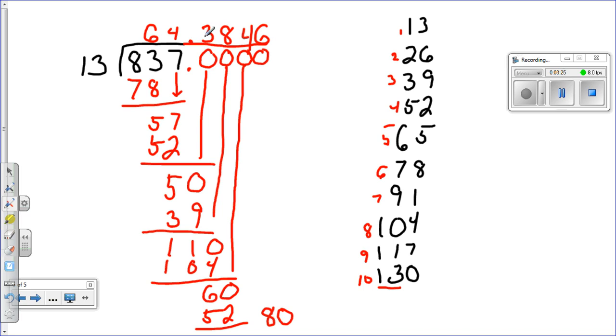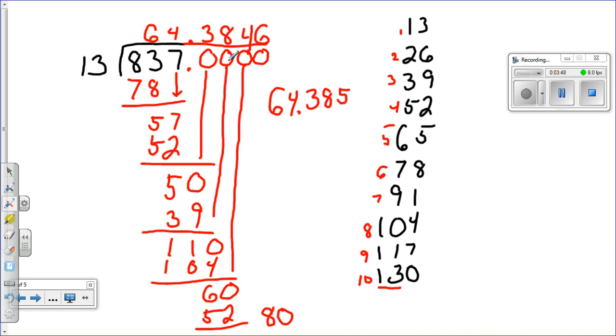We got 64.3846. We want to go to 3 decimal places. That's what we're used to right now. So since we have to go to 3 decimal places, this 6 is making that 4 round up. So our final answer would be 64.385.